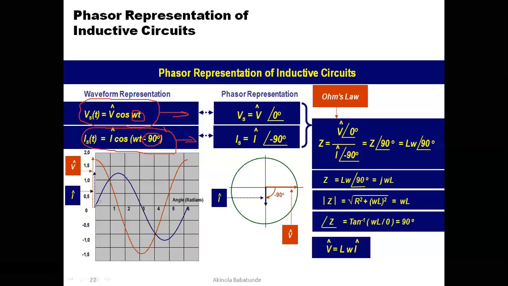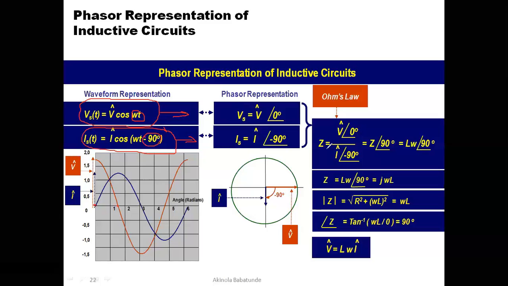And as you can see on the x-axis, the current is at this point here, and the voltage is at this point here. And this angle in degrees is 90 degrees. This is very important because we always talk about the fact that there is a leading and a lagging between the current and the voltage at every point in time, depending on whether it is an inductive circuit or a capacitive circuit.